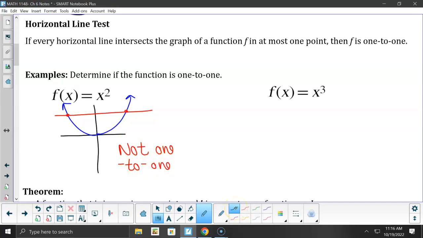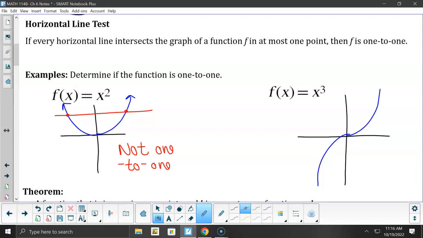All right, for a cubic, what shape does that make? The squiggly goes up on the right, down on the left. Does that pass the vertical line test? Does it also pass the horizontal line test? Yes.